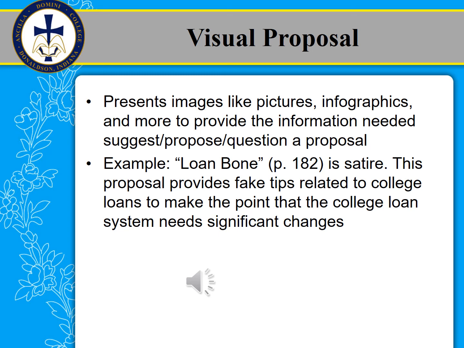Their example that they list here is Lone Bone, and that is satire, which we're not going to talk a lot about, but sometimes proposals come out in a satirical way where somebody proposes something that's clearly outlandish and ridiculous to make a point and try to nudge people toward acting in a certain way. And you can see how that works with this particular example.